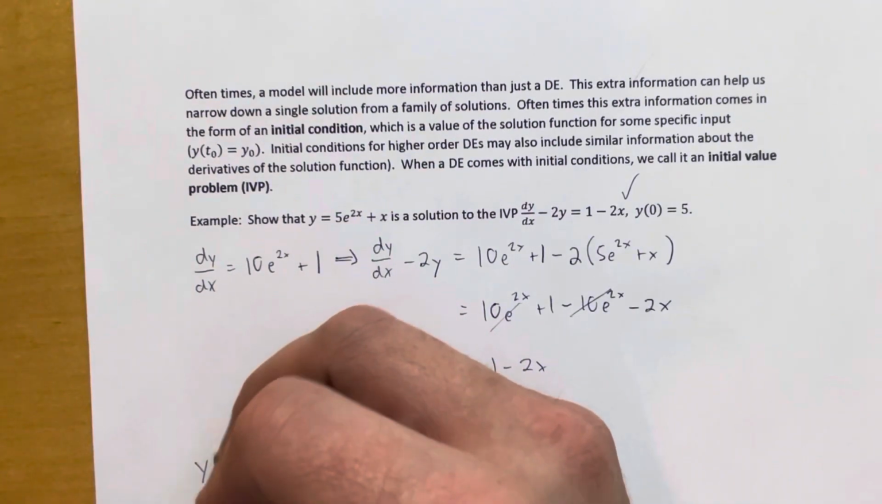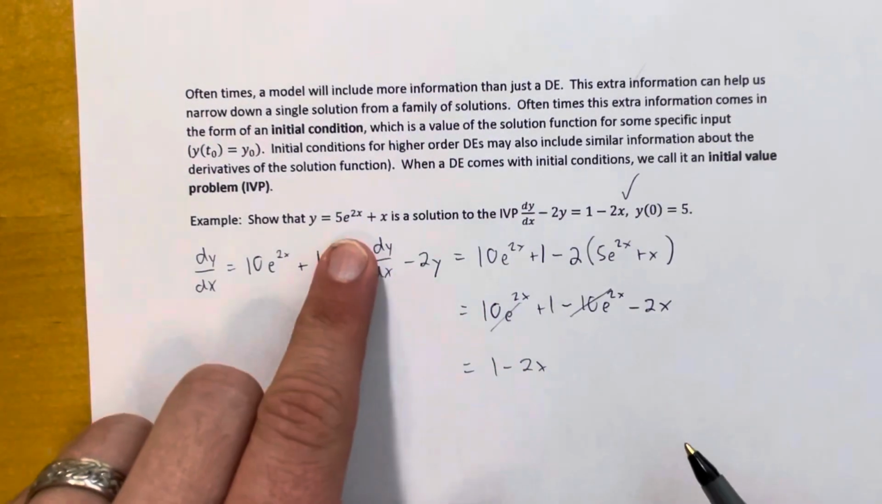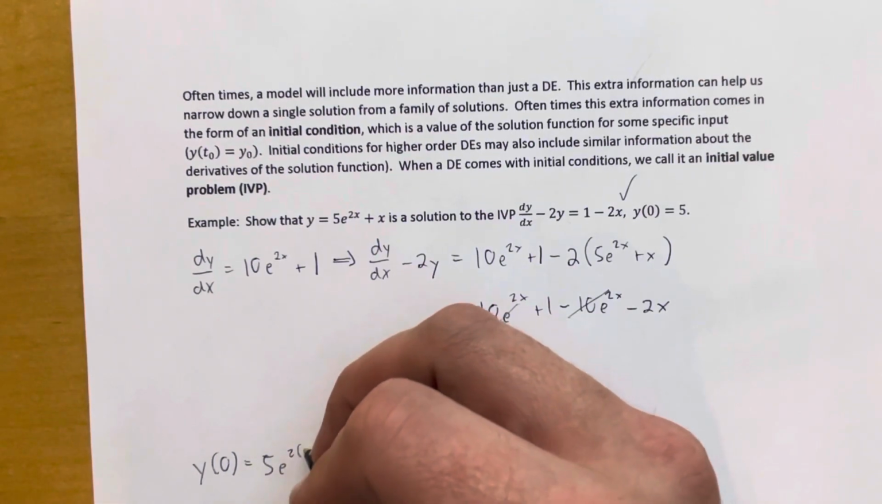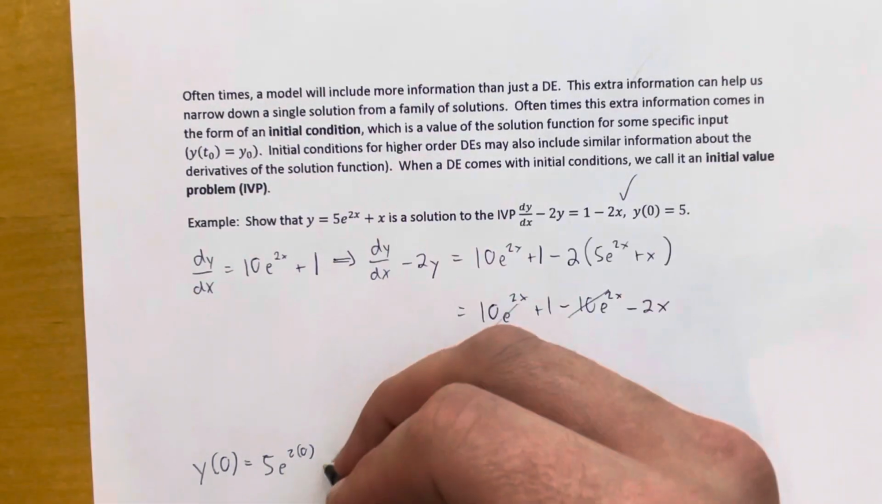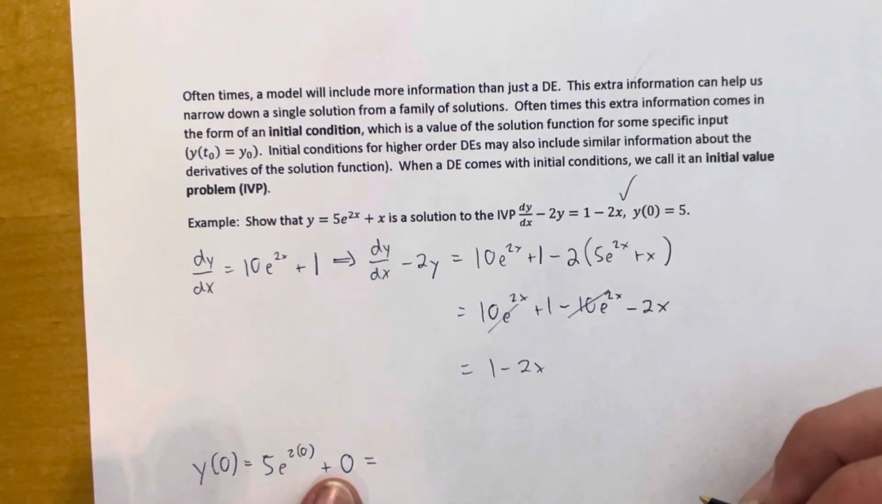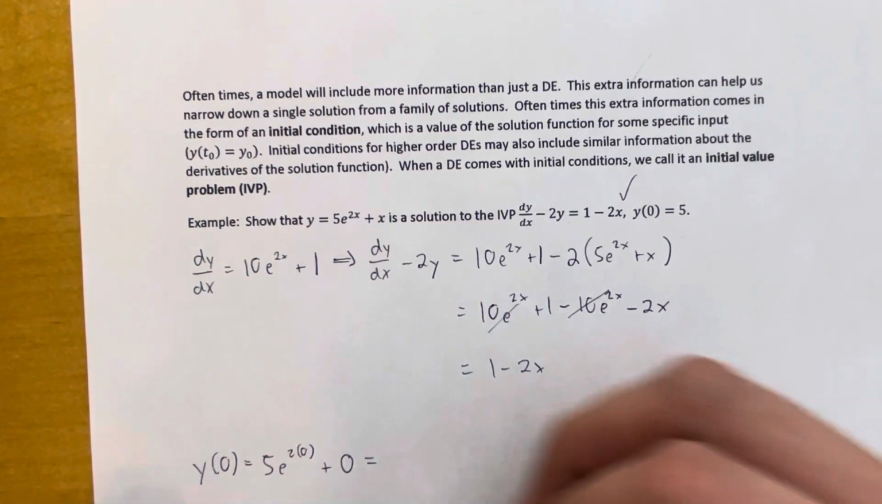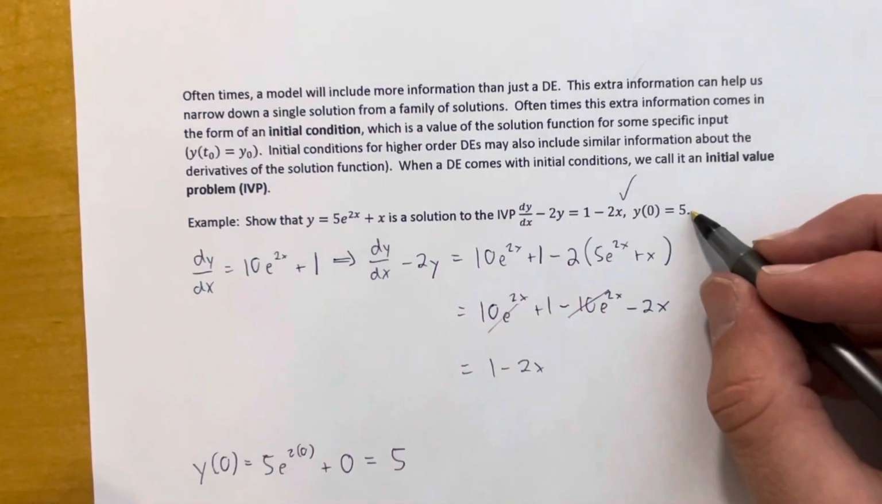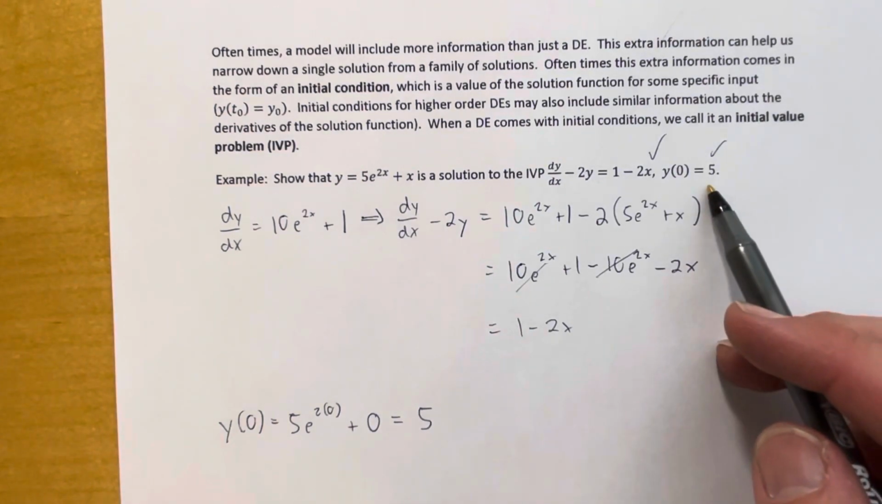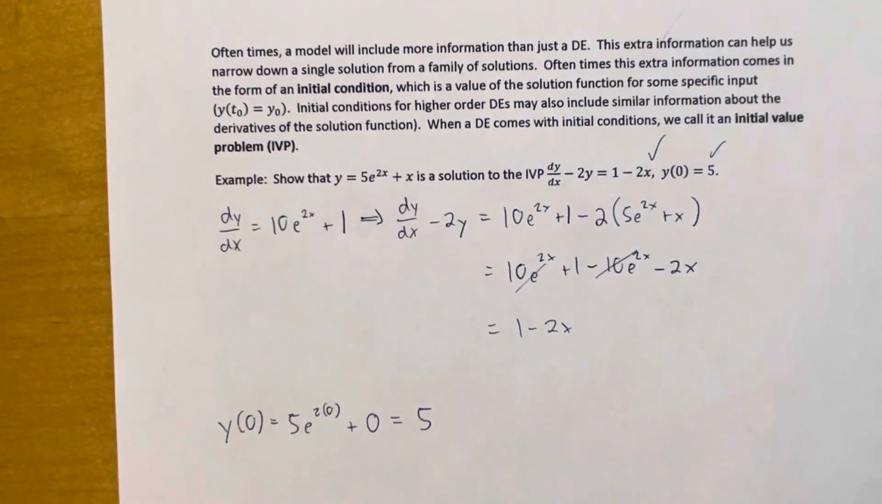Now I need to make sure that my initial condition is also satisfied by this function. So y of 0 is whatever I get from plugging 0 in for the x there. 5e to the 2 times 0 plus 0. Okay? That is just 0. 5e to the 0 power is just 5. That also satisfies the initial condition because that's what we needed to get. We needed to get a 5 out of this. Okay, so that's going to wrap things up for 9.1.